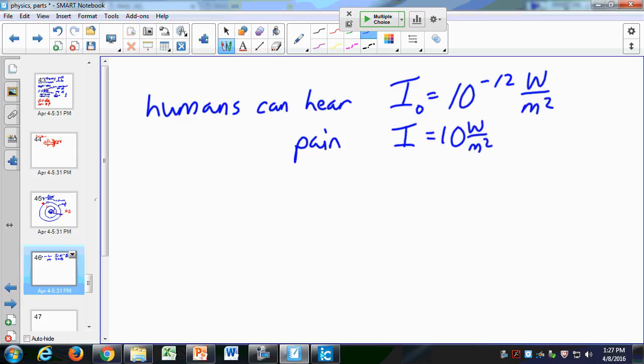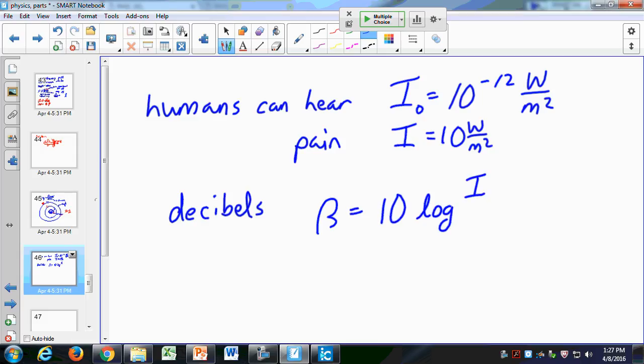Now, because we have such a wide range between our threshold of hearing and our threshold of pain, we don't use intensity to describe the loudness of sounds. Instead, what measurement do we use? Yeah, decibels, right. So we use decibels, which is a logarithmic scale. When we're measuring decibels, it's logarithmic, and it's also a comparative scale. The sound level in decibels is equal to 10 times the log of I over I naught.